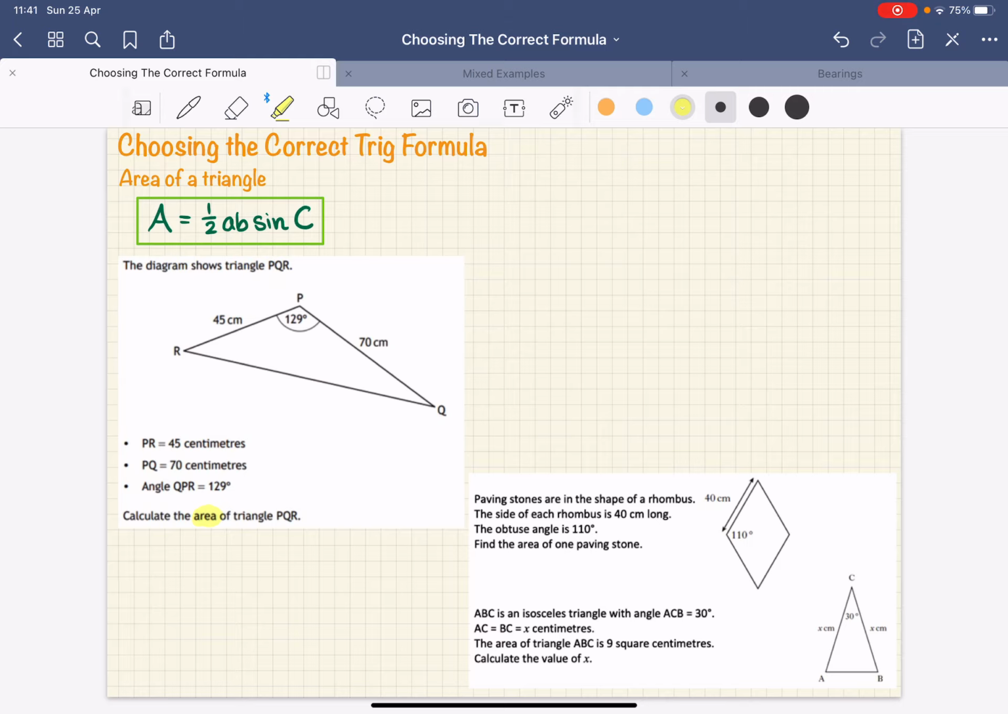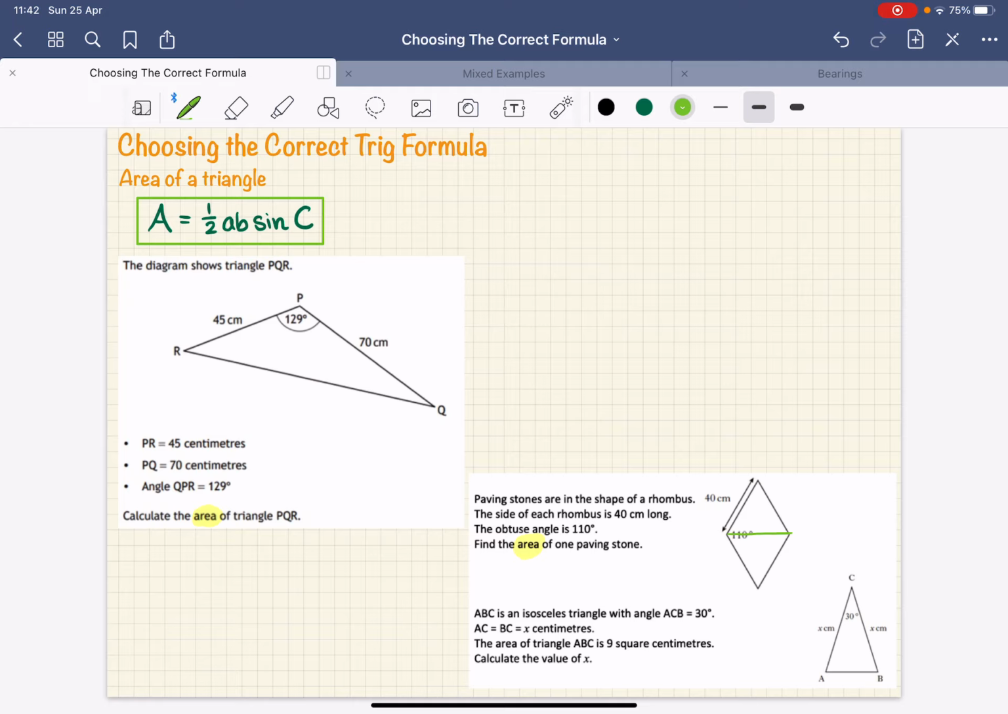And then same again down here towards the bottom right. So paving stones in the shape of a rhombus. Each side of the rhombus is 40 centimetres long. The obtuse angle is 110 degrees. Find the area of one paving stone. And keeping an eye out that with our rhombus we can split it up as two triangles like so.